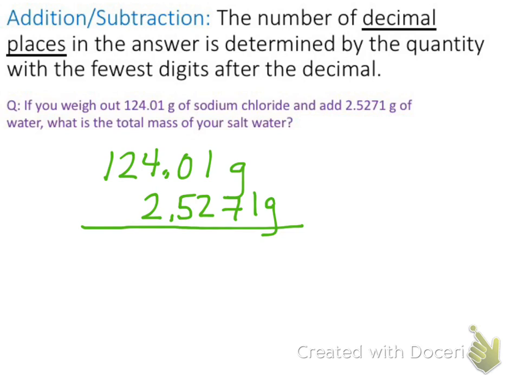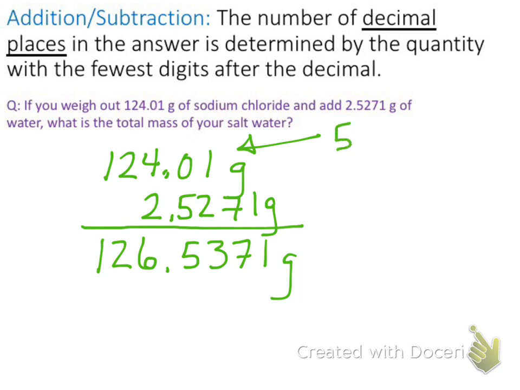And if you were doing this by hand, you would find that you get 126.5371 grams total. Now, if you counted the number of significant figures in this first one, you'd get 5. If you count the number of significant figures in the second number, you also have 5. But those 2 numbers do not actually contribute to your decision as to where to cut off this final number.